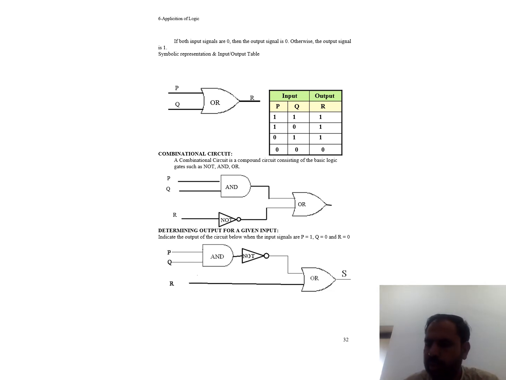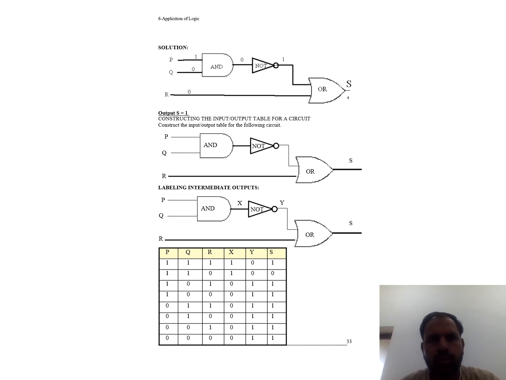Combinational circuit. A combinational circuit of AND, OR and NOT gates is presented in this diagram. P, Q and R go to OR. Now we determine the output for a given input. In the circuit below, the input signals are P equal to 1, Q equal to 0 and R equal to 0. P1, Q0, R0. Then we determine the output of the following circuit.